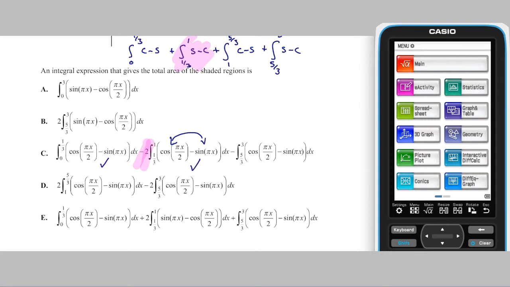Looking at the fourth term, once again we see something very close to the integral that we have, with a negative sign, but cosine and sine reversed within the integral. And so this corresponds to our fourth integral. And so we have our answer C.